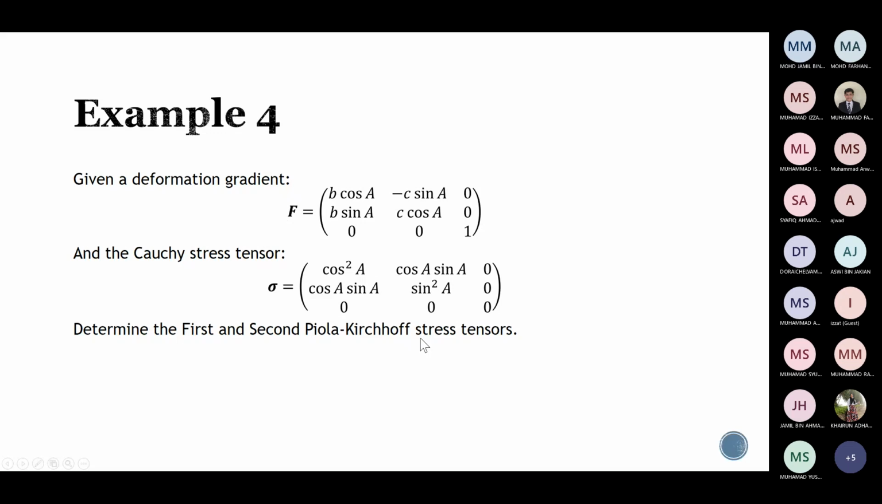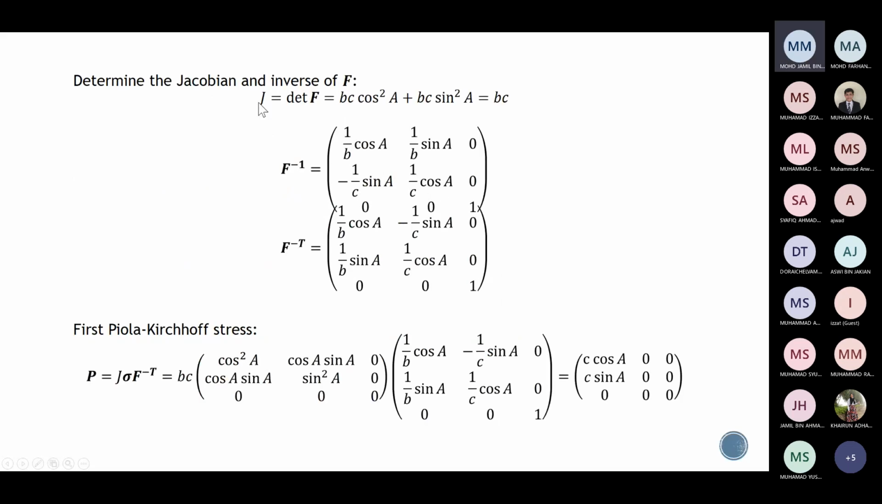Firstly, you need to determine the Jacobian, just the determinant of F. And then after determining the Jacobian, you need to invert the deformation gradient, and then after the inverse, you transpose. After you calculate J, F inverse, and F inverse transpose, then you can calculate the first Euler-Kirchhoff stress. So P equals J sigma F inverse transpose. Then you calculate as usual.